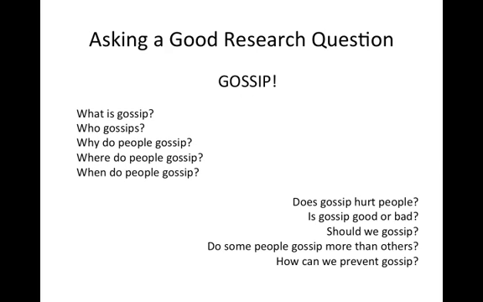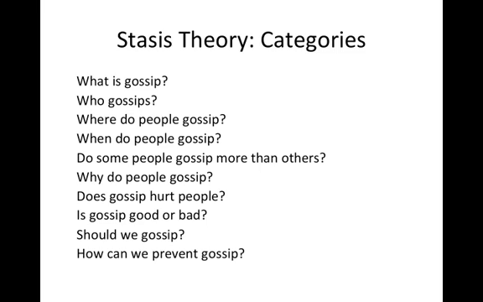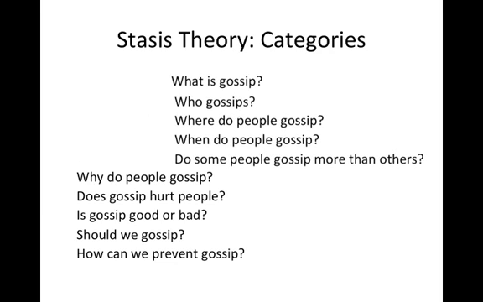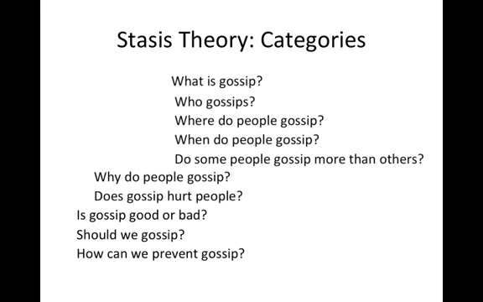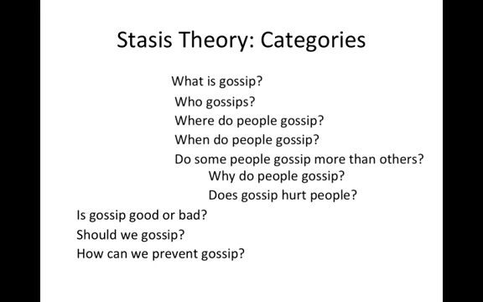So let's look at our questions a different way. Here are all the questions we just came up with. If we look at these and think about them, we might start to recognize that there are similarities in our questions. From these similarities, we can make some categories. So for instance, we could say that these are really questions of how gossip exists. What's the very foundation of it as a situation? While other questions are more about the causes and effects of gossip.